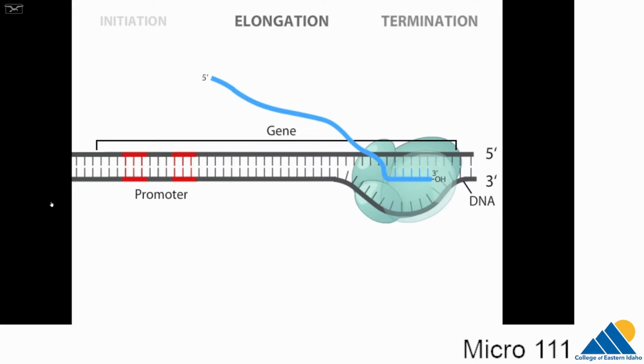Finally, transcription must finish at the end of the gene, at a pause site in the DNA sequence that causes the RNA polymerase to fall off.